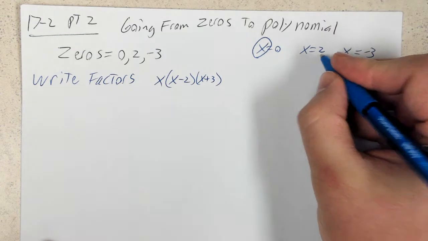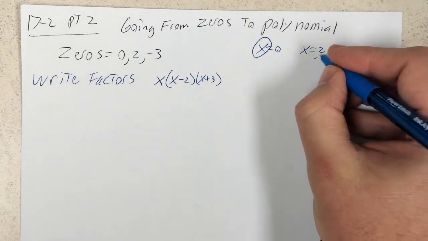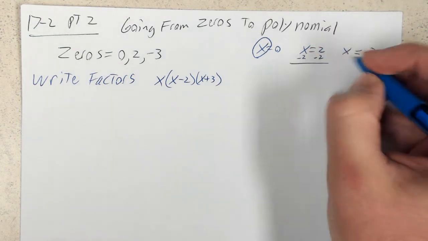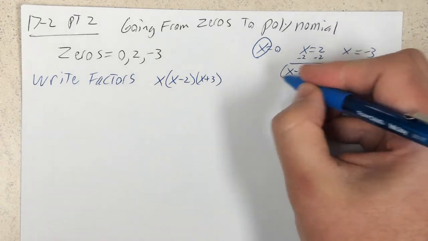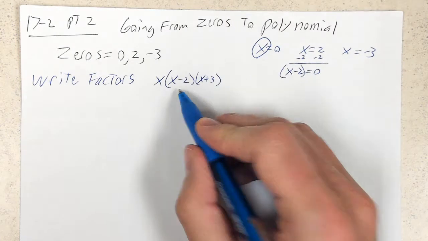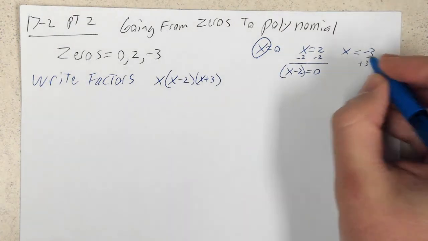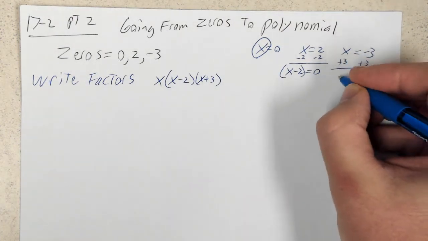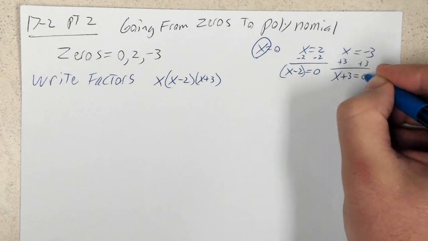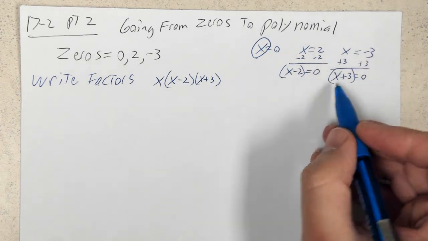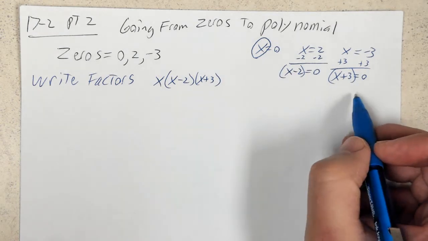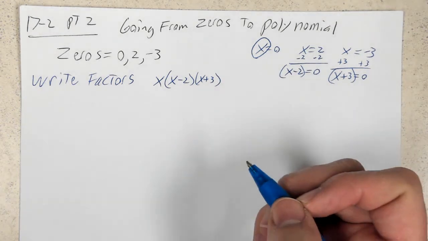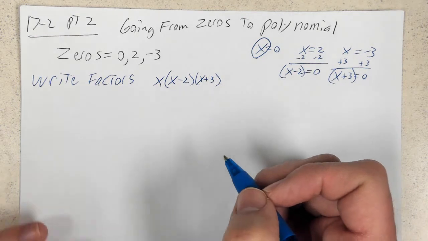Right here, in order to make this equal 0, we're going to have to minus 2. So x minus 2 is equal to 0, and there is our second factor, and we'll have to plus 3, and so x plus 3 is equal to 0. Alright, this should be familiar. We've done this before with quadratics. So we write the factors, and then it's just multiply them together.